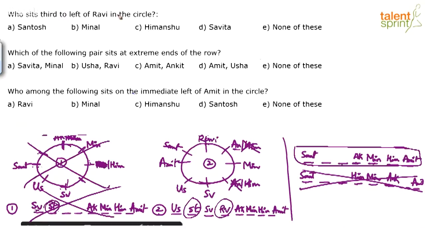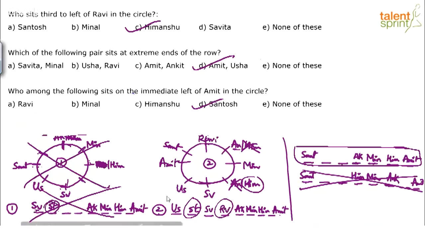Who sits third to the left of Ravi in the circle? Third to the left of Ravi. First, second, third. Himanshu. So option C is the answer. Which of the following pairs sits at extreme ends of the row? Extreme ends are Usha and Amit. Option D. Who among the following sits on the immediate left of Amit in the circle? Immediate left of Amit is Santosh, right? So C, D, D are the answers.